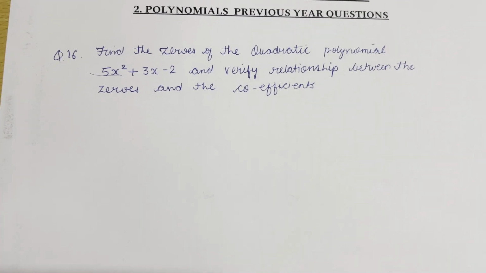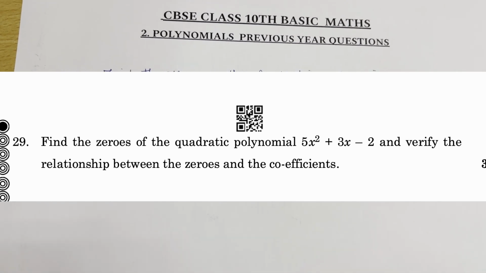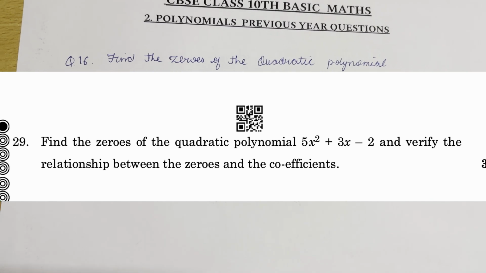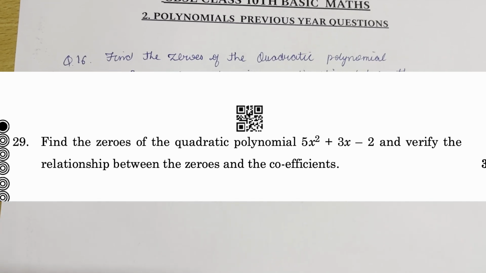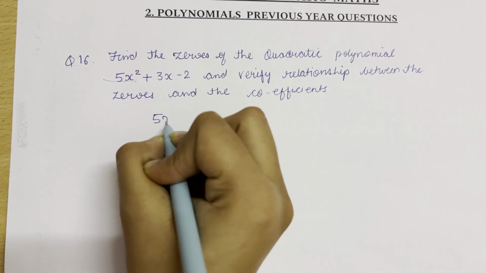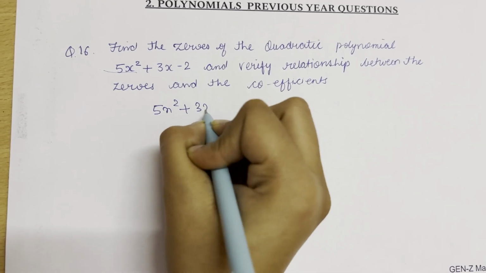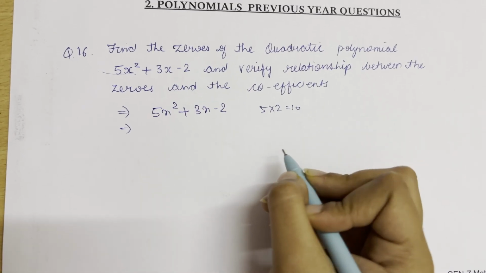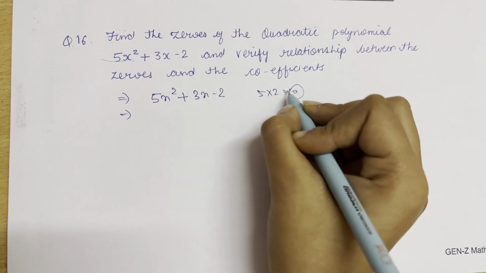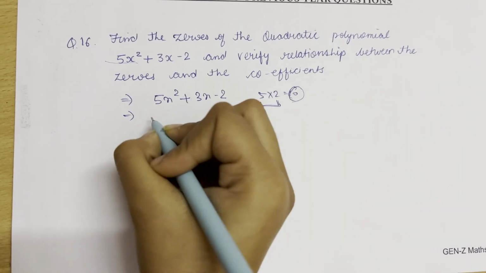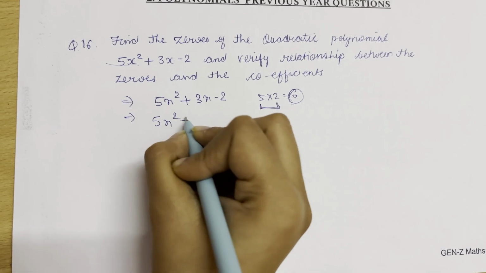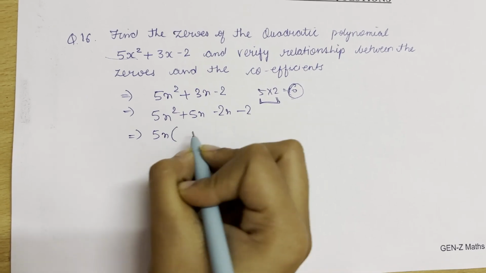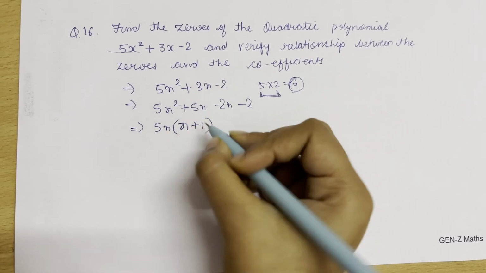So question number 16, it says find the zeros of the quadratic polynomial. The quadratic polynomial is 5x square plus 3x minus 2 and verify the relationship between the zeros and the coefficient of it. So first of all, we'll find the zeros of the polynomial. 5x square plus 3x minus 2. The product of a and c is 10. This could be split in the similar way, 5 into 2, and we could get 3. 5x square plus 5x minus 2x minus 2. From here I could take common 5x, x plus 1.